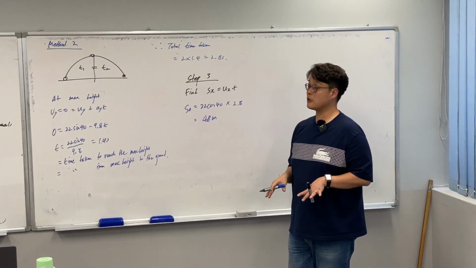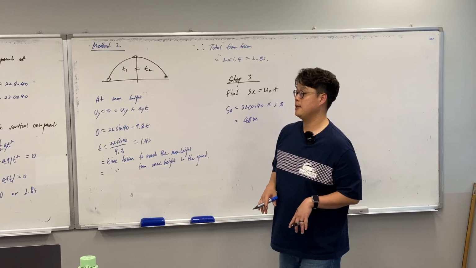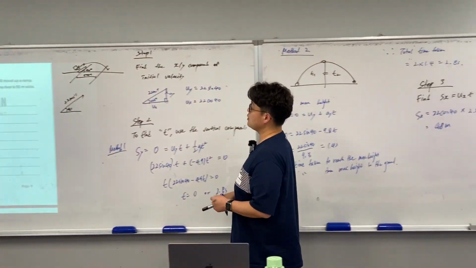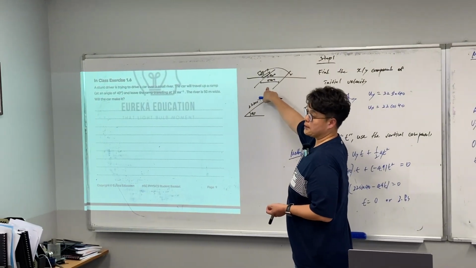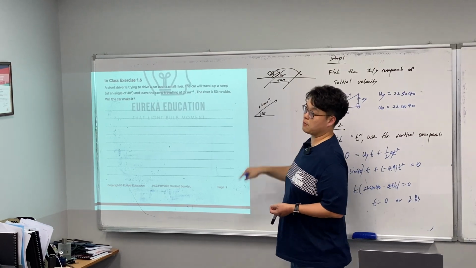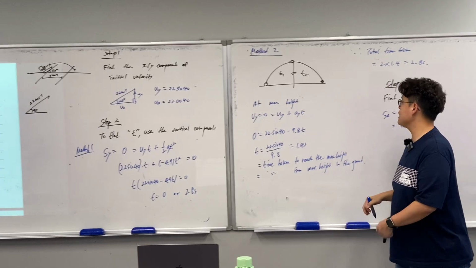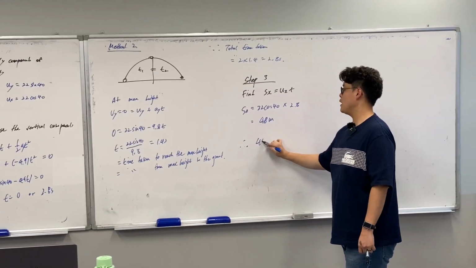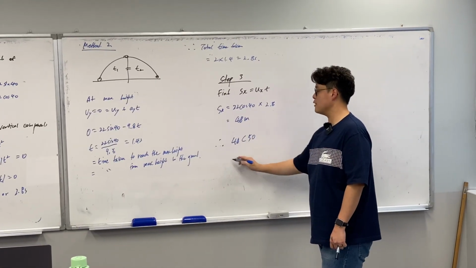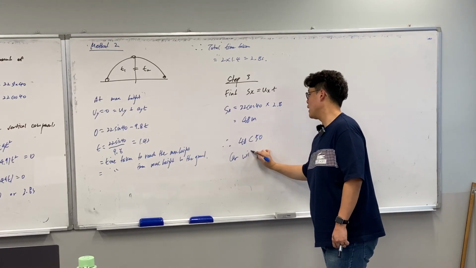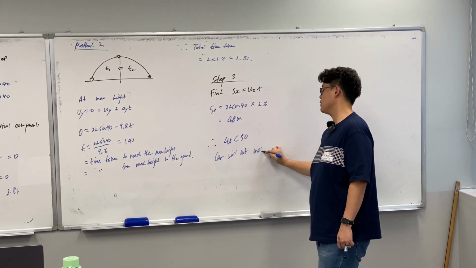And then answer back to the question. Will the car make it? I mean, the river is 50 meters wide. The stuntman is jumping 48 meters. So it's like 2 meters short. So the car will not make it. As 48 is smaller than 50, the car will not make it.